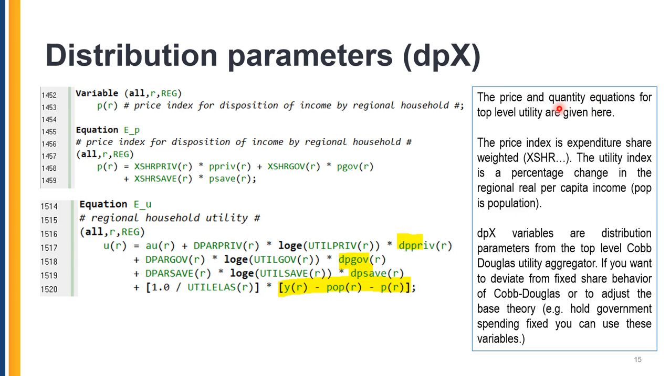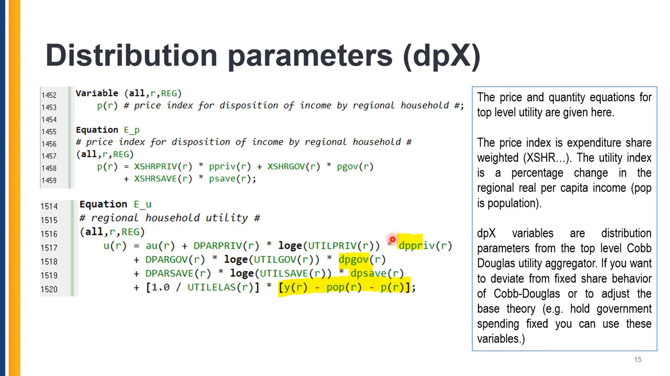So these price and quantity equations at the top level all have this sort of dpx variable, and it is that when you aggregate with Cobb-Douglas utility, you get a certain behavior. And so even though we just talked about utility elasticity and the fact that the shares are not truly fixed, they are approximately fixed. They don't change much. And so what these DP variables do is we've given users the ability to implement different approaches to consumer theory.